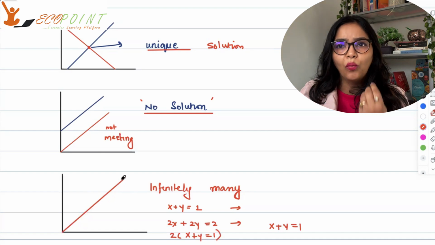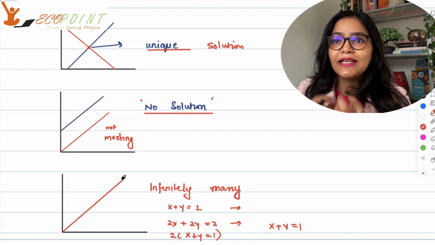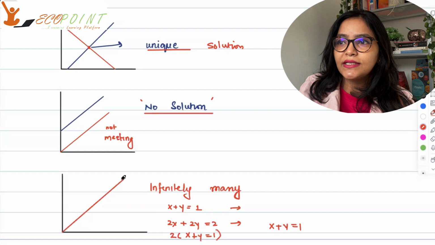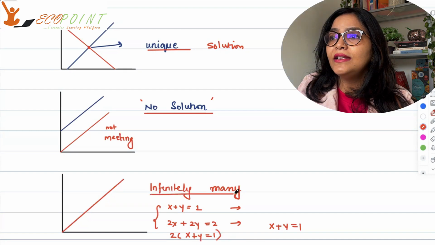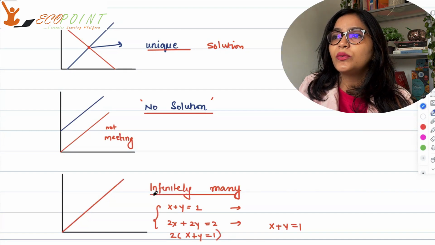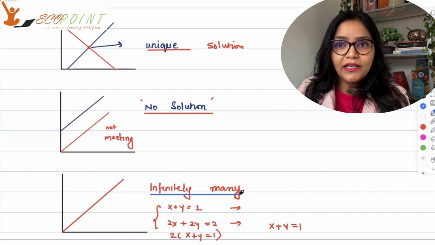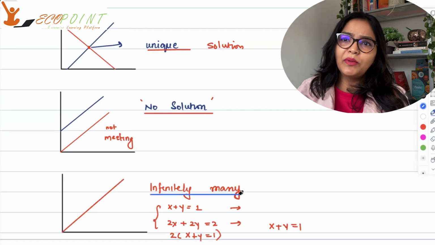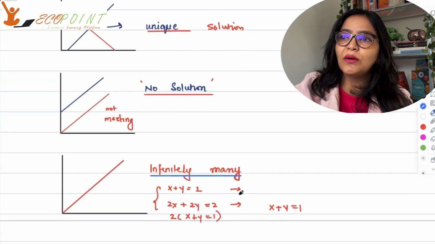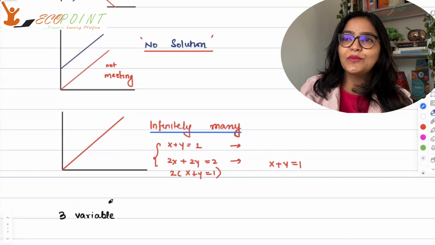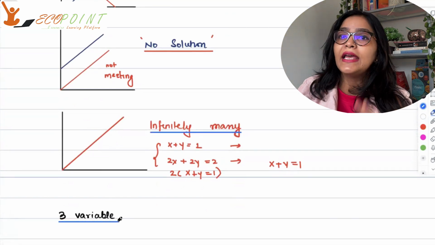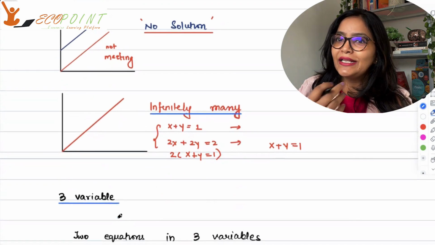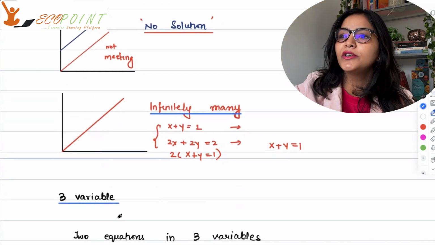If it is just one line, that means all the x and y's on this line are satisfying these two equations. How many x and y's are there on this line? Infinitely many. Hence, this is the situation for infinitely many solutions. So simple when it is just lines. The moment you talk in terms of three variables, it becomes tedious to graph and see. But still, we will get some visualization today.